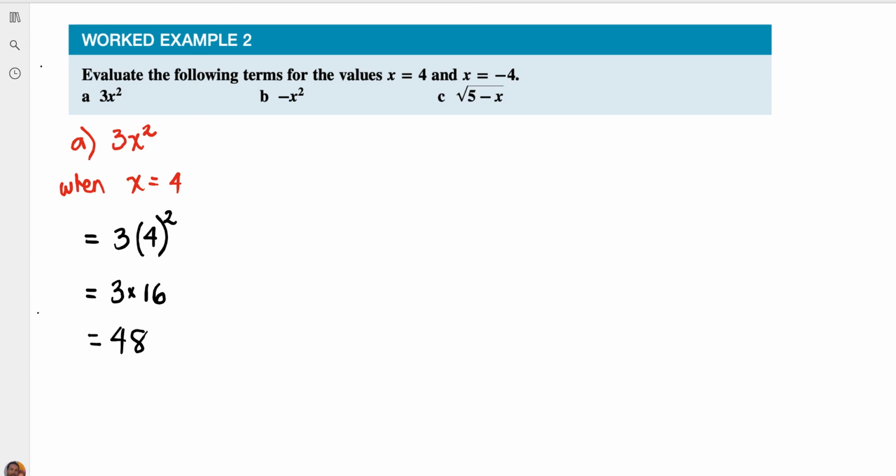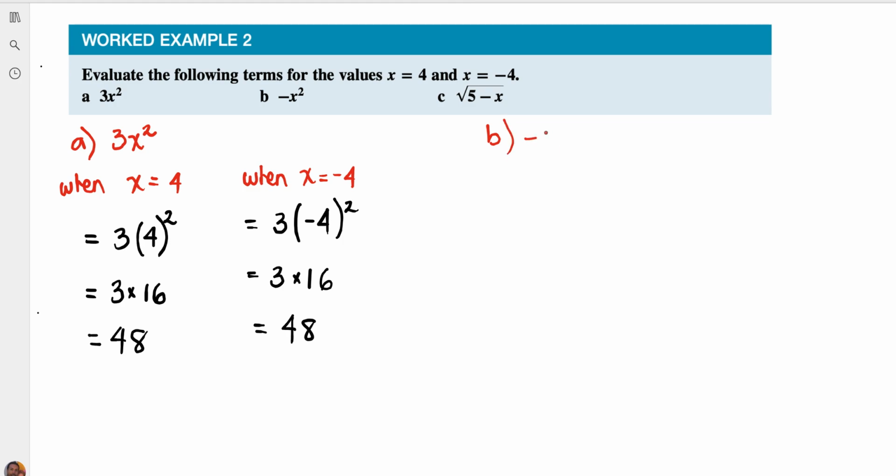Wonderful. And then you do when x is equal to negative 4. So 3 brackets negative 4 to the power of 2 is equal to 3 times negative 4 times negative 4, which will also be 16. So this one is also 48. Wonderful. Let's do now B.